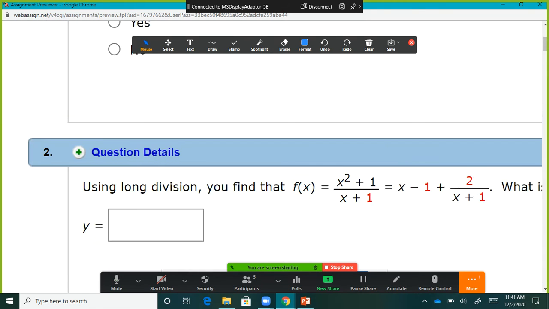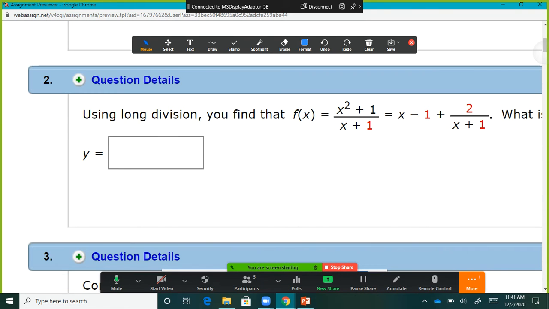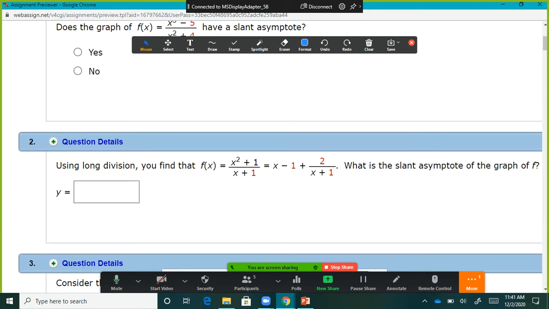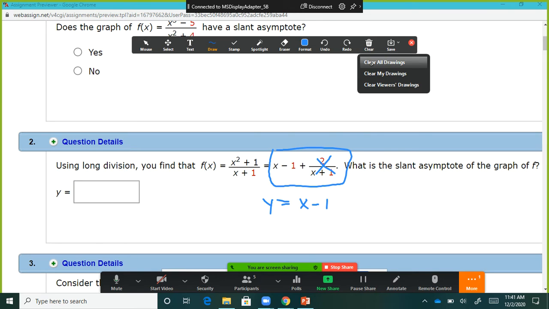Okay. Using long division, you find that it equals there. So what is the slant asymptote? So remember, the slant asymptote is, once I do long division, here's the answer from long division. I ignore the remainder, and it becomes y equals that right there. All right, so that's what's going to go there. They've already got the y equals for you.